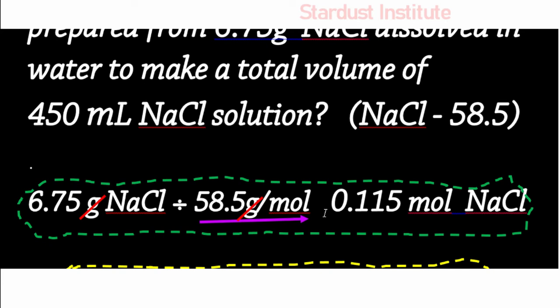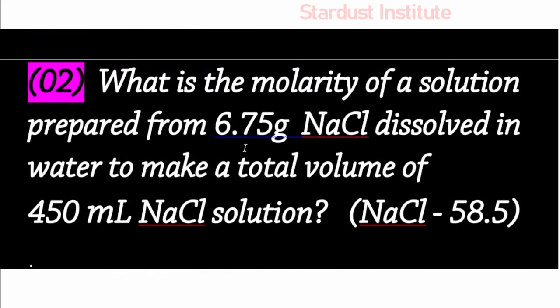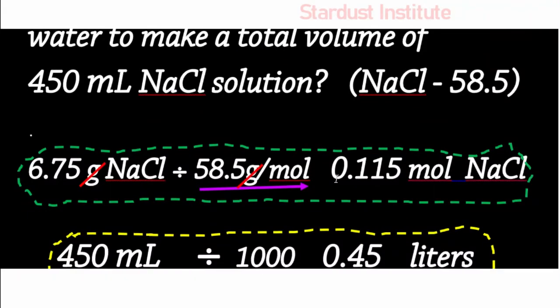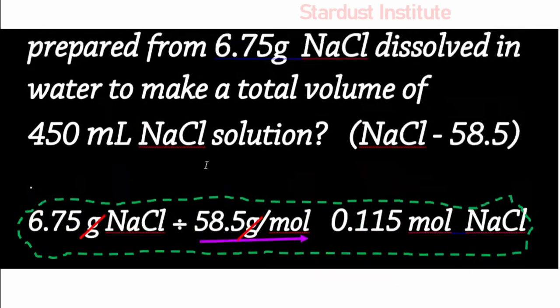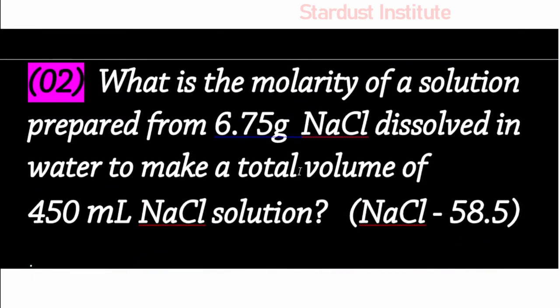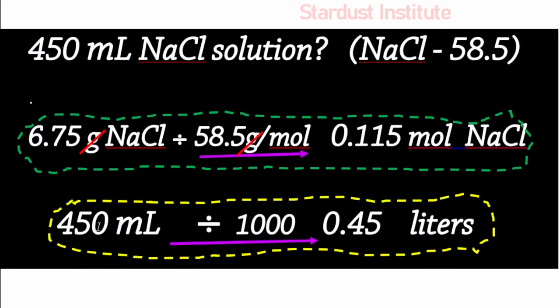Then we get 0.115 mole sodium chloride. We converted 6.75 grams sodium chloride to mole. We have been given volume in milliliters. We have to convert it to liters. 450 milliliters divided by 1000, we get 0.45 liters.